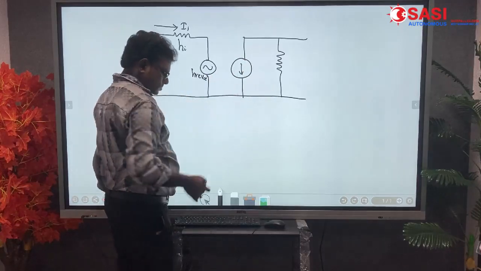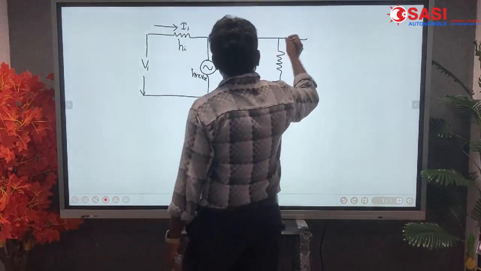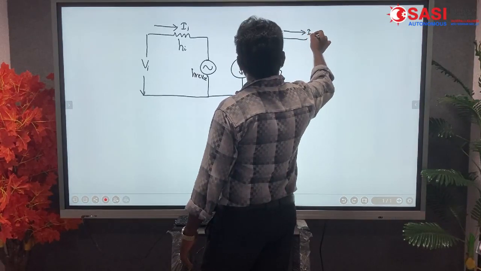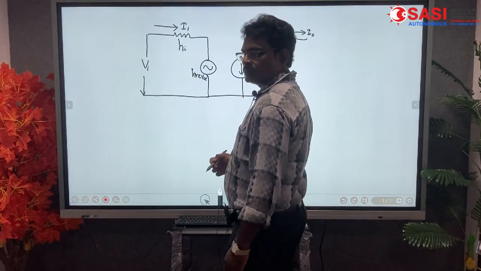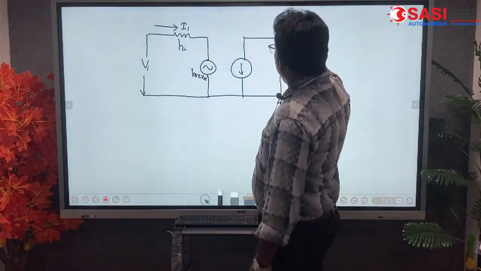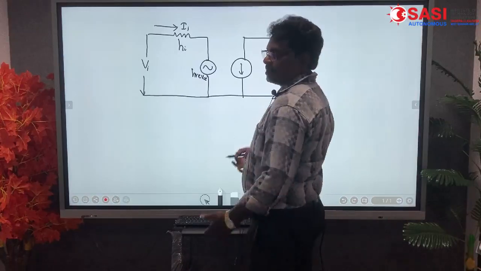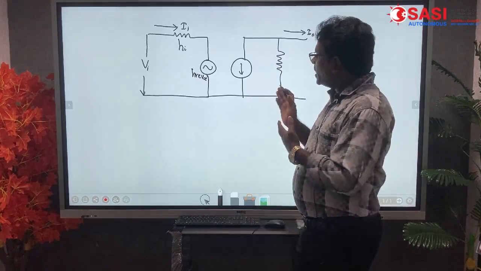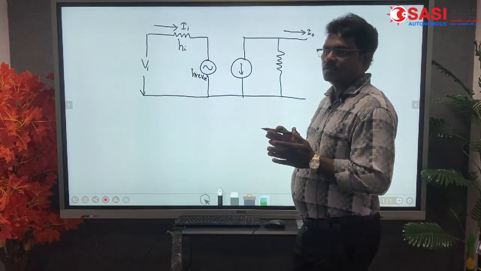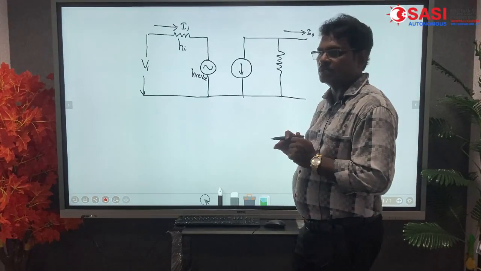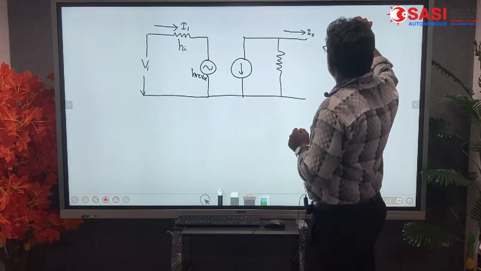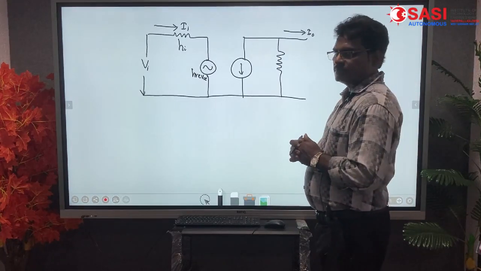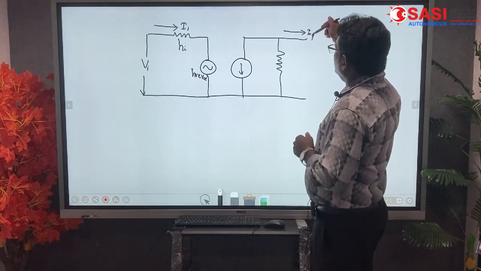In this port, the output current flowing is I0. We will call it IL, differently from I0, because the current magnitude is the same but the directions are opposite. So we can write in the analysis I0 equal to minus IL. So this is IL.